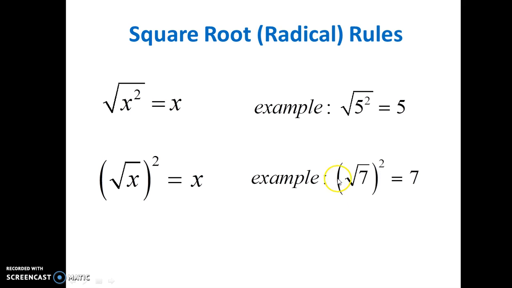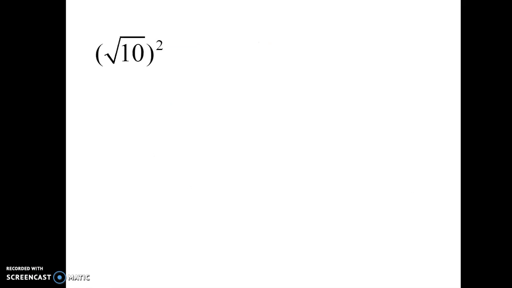For example, we have the root of 7 squared. That 2 and that root cancel, and we're just left with 7. These are basics of radicals. We're going to use them in the work we do today. So what is that going to equal?